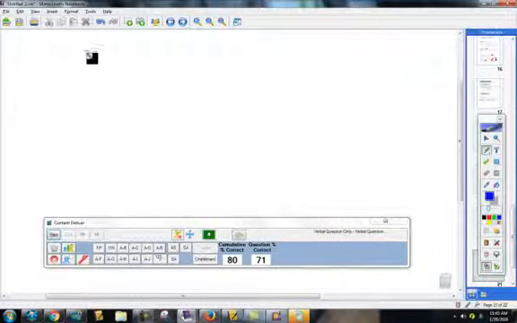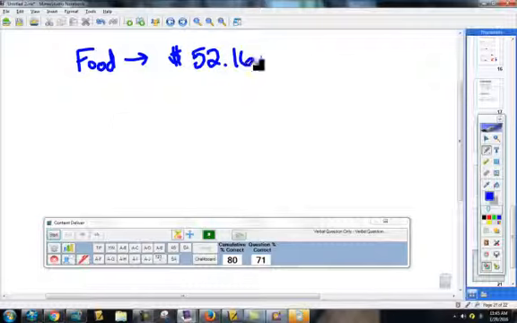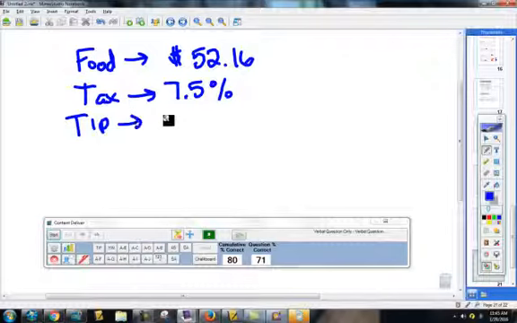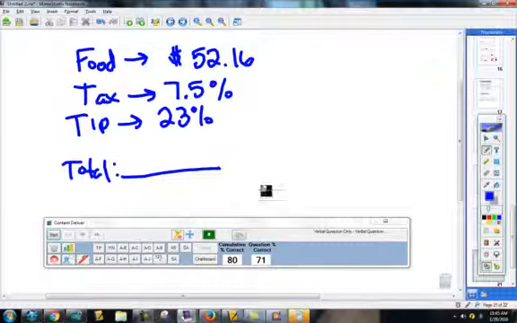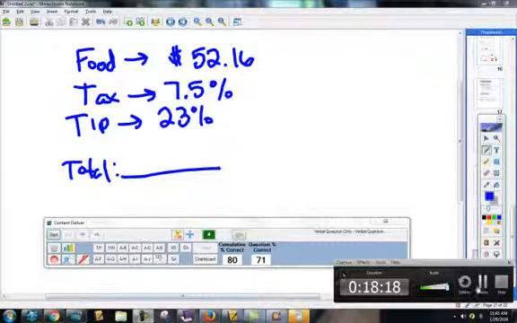Okay, so you went to eat and your food cost $52.16. Your tax, where you were, was 7.5%. You're a really, really good tipper, so you are leaving a 23% tip. I want to know what the total cost of your bill was, including tax and tip. So for the person that's buying the meal, how much are they going to have to pay?